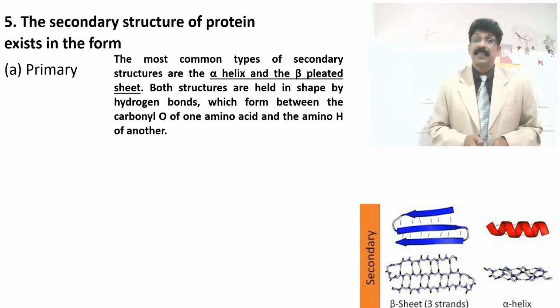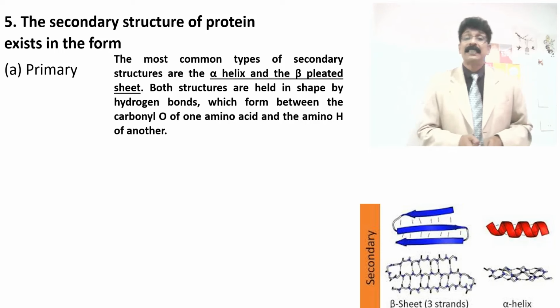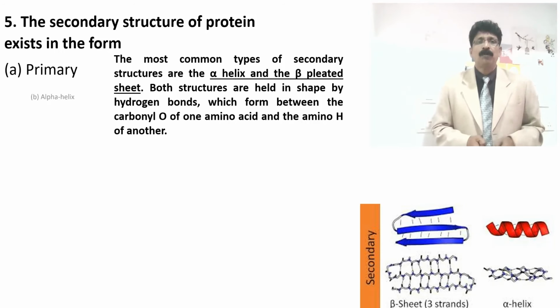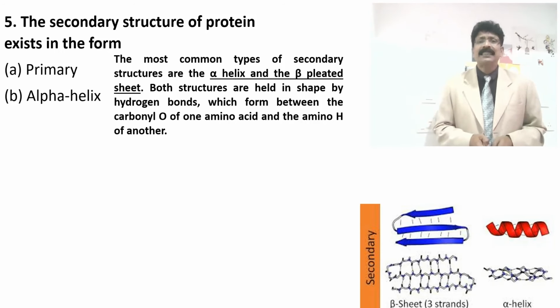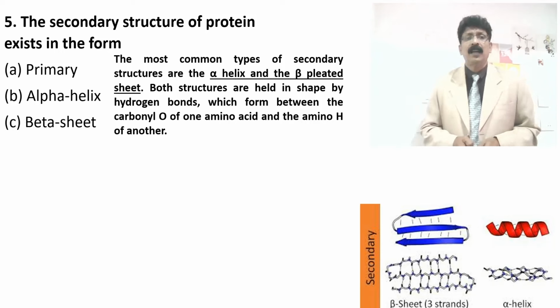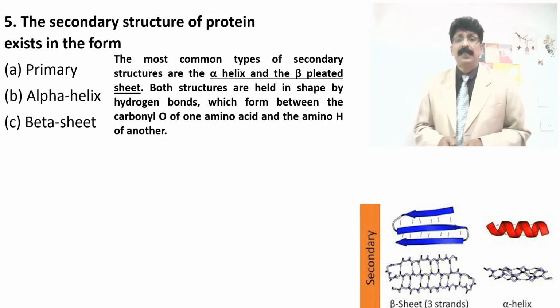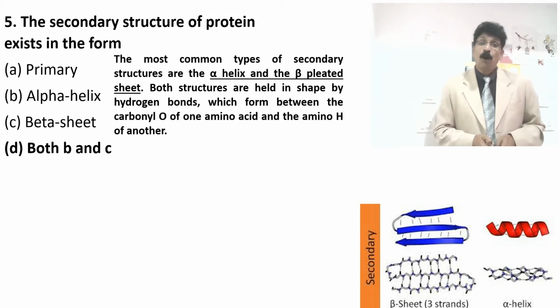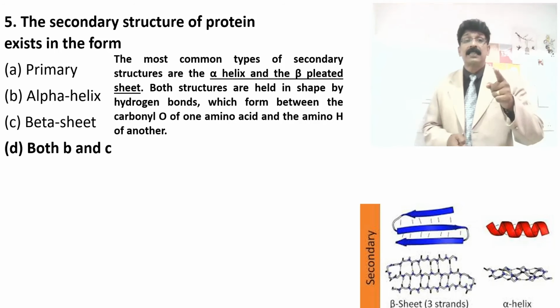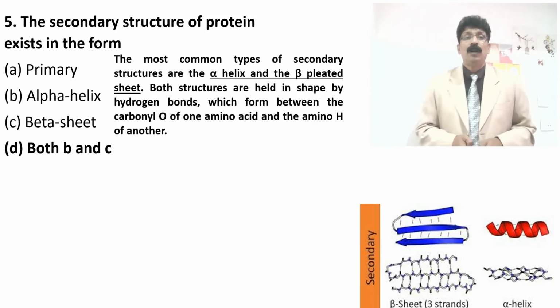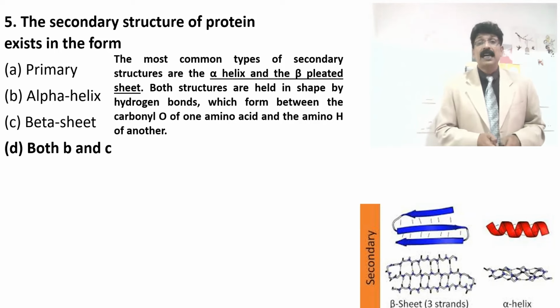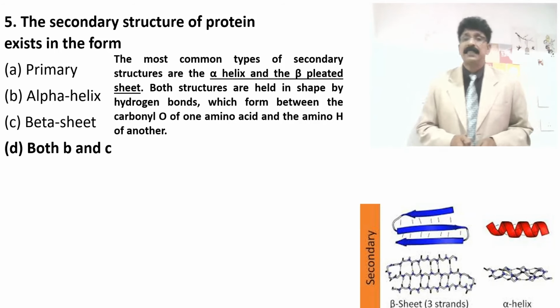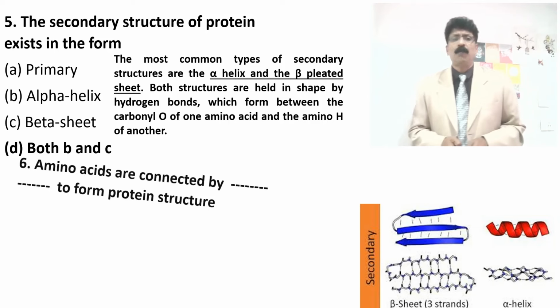So the secondary structure of the protein exists in the form of primary? No. It exists in alpha helix and a beta sheet or beta pleated sheet. Both B and C is the correct answer, because we have seen now alpha helix and a beta sheet are the secondary structure of protein which is existing. So we can say that what we have discussed.